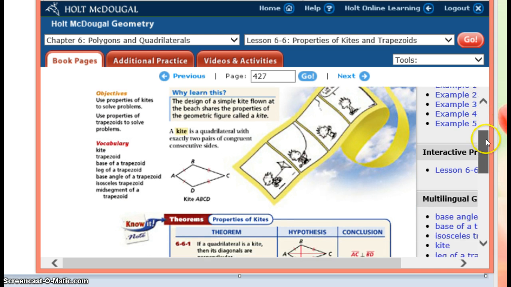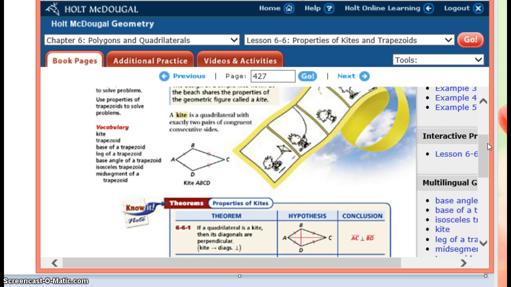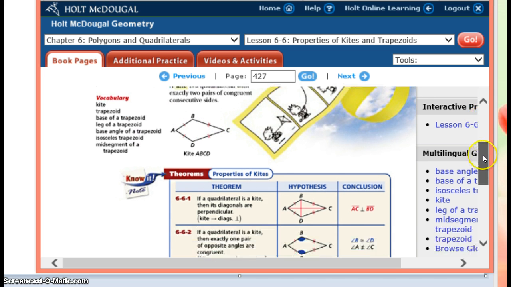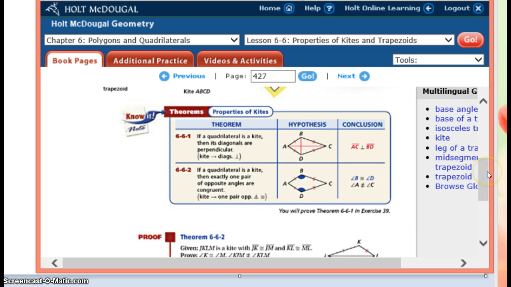Alright, the first shape we're going to look at is a kite. A kite is a quadrilateral, and it has exactly two pairs of congruent consecutive sides. So the congruent sides are next to one another, like so, instead of across from one another. So you've got two sets, and the opposite sides are not going to be congruent, just the consecutive ones. Alright? Moving right along. Now we have the theorems.